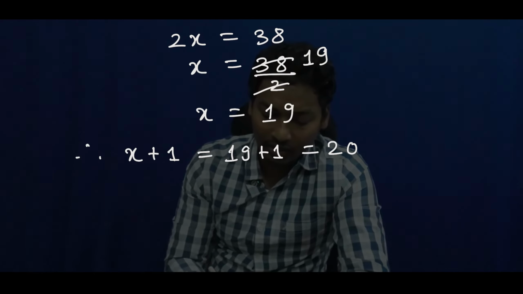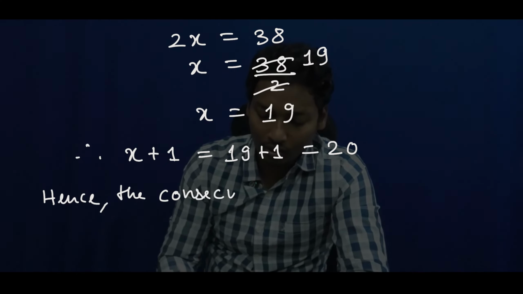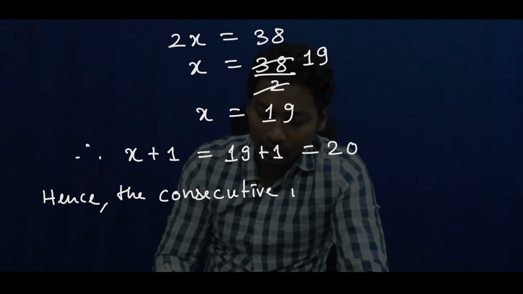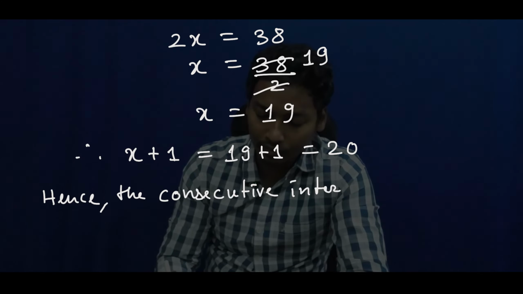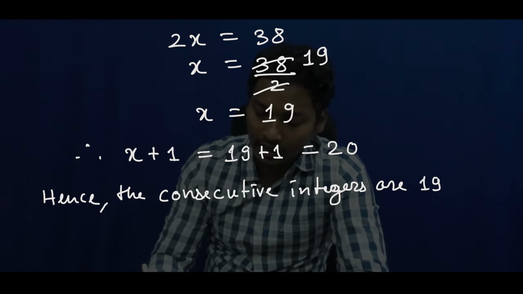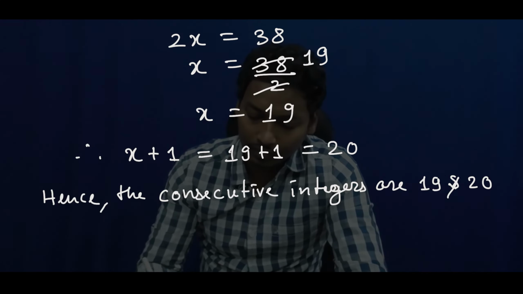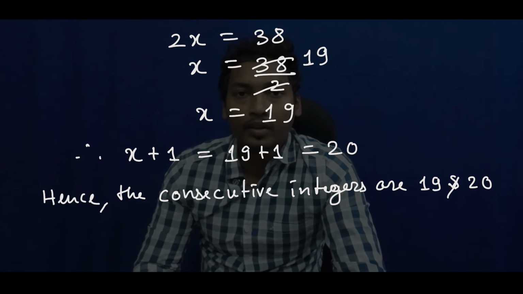So you can write, hence the required consecutive integers are 19 and 20. Is it clear? Let's take the next question.